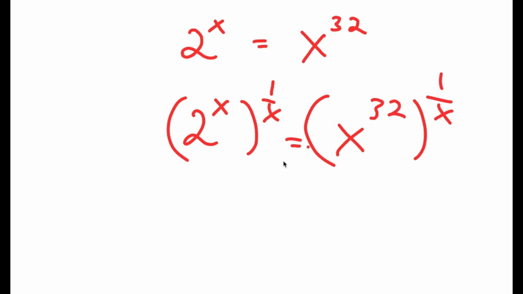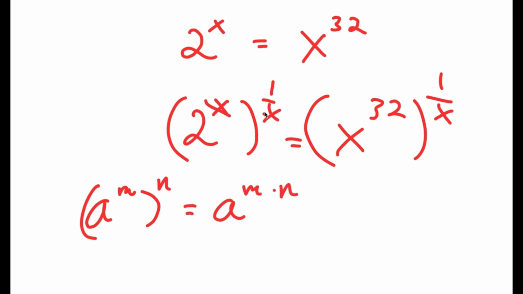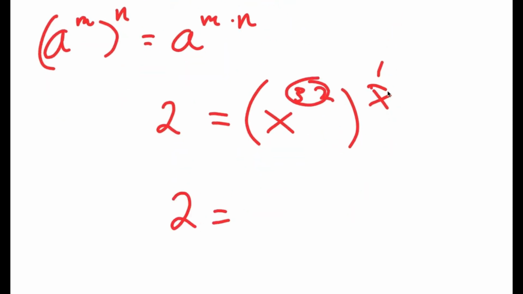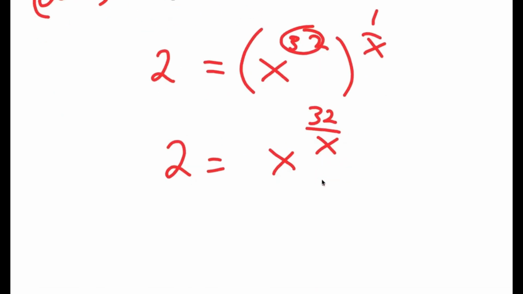And now, if I have something in the form a to the power of m to the power of n, this is equal to a to the power of m times n. So this x and 1 over x cancel out, so I'm left with 2 is equal to x to the power of 32 to the power of 1 over x. And now, I can multiply 32 and 1 over x, so I get 2 is equal to x to the power of 32 over x.